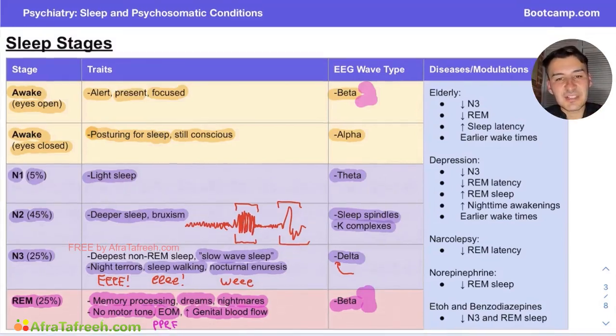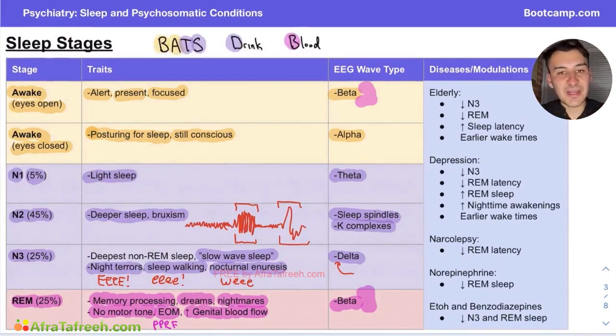So to wrap up our discussion about the sleep stages, I want to give you guys a mnemonic. And this mnemonic is called Bats Drink Blood. And you will see that each letter here that I have highlighted corresponds to a stage of sleep and the corresponding sleep wave. So you'll see in awake, eyes open sleep, we have B for beta waves. In awake, eyes closed, we have A for alpha waves. In N2 stage, we have our sleep spindles and our K complexes. In our N3 stage, we have our delta waves, and in our REM stage, we are back to beta waves, which are the ones that most resemble when we are awake, eyes open.